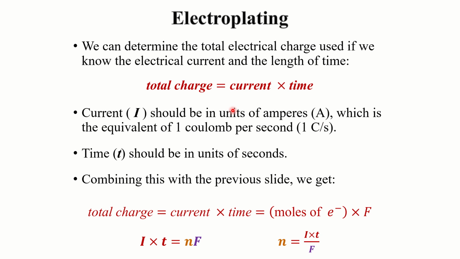So combining this with what we had from the previous slide, where total charge is equal to current times time, and we also said that total charge is equal to N times F. So if total charge is equal to current I times time T, and also equal to moles of electrons times F, we can say then that I times T is equal to N times F. Putting this all together, we can solve for the moles of electrons by taking the current I times the time T in seconds divided by Faraday's constant F.